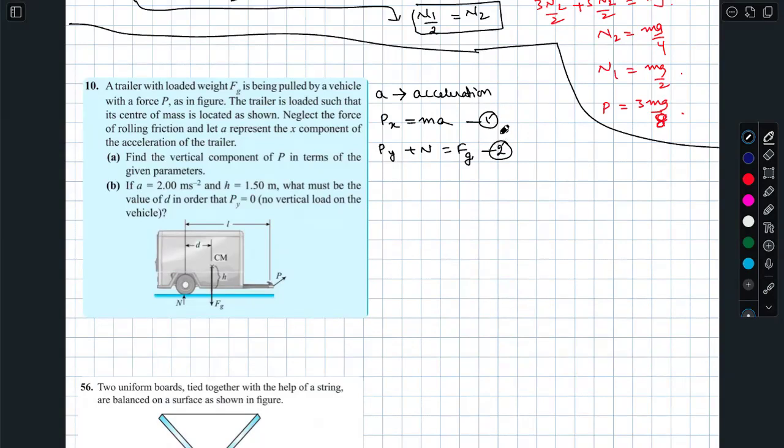Right. Now, where is the origin in this question? We need to select some point as our origin, or some point as a reference, to apply the torque equation.